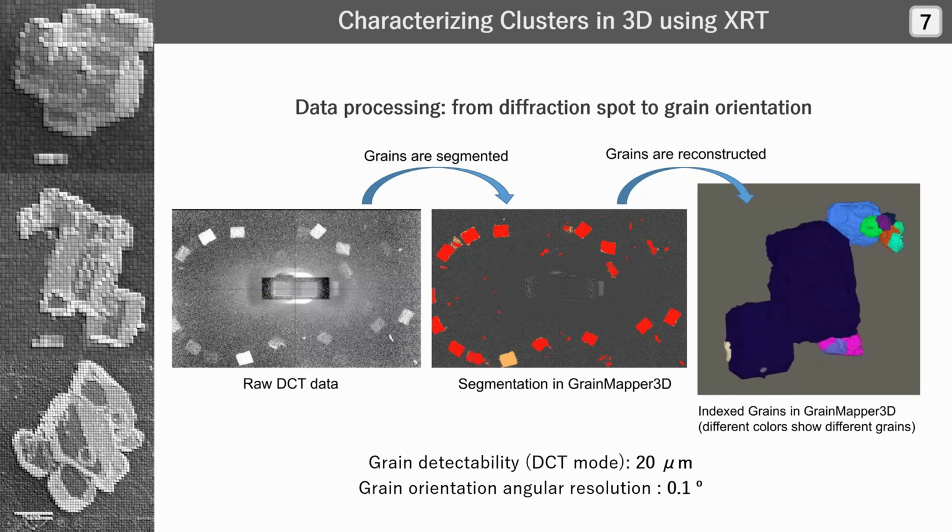This is what one DCT image from one particular crystal region might look like. And from these diffraction spots, we can recover the orientation that best matches these spots through the use of available libraries and reconstruction algorithms in this software called Grain Mapper 3D. And this is the resulting 3D rendering. This technique can resolve diffraction signals coming from 2 objects that are down to 20 microns apart, and the angular resolution is 0.1 degrees, meaning that 2 grains with misorientations greater than 0.1 degrees can be distinguished from each other.